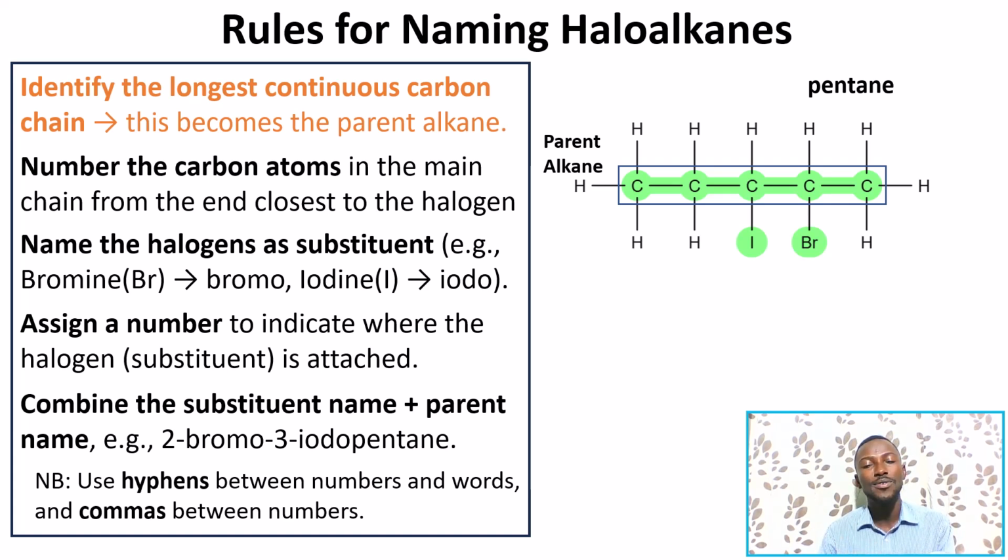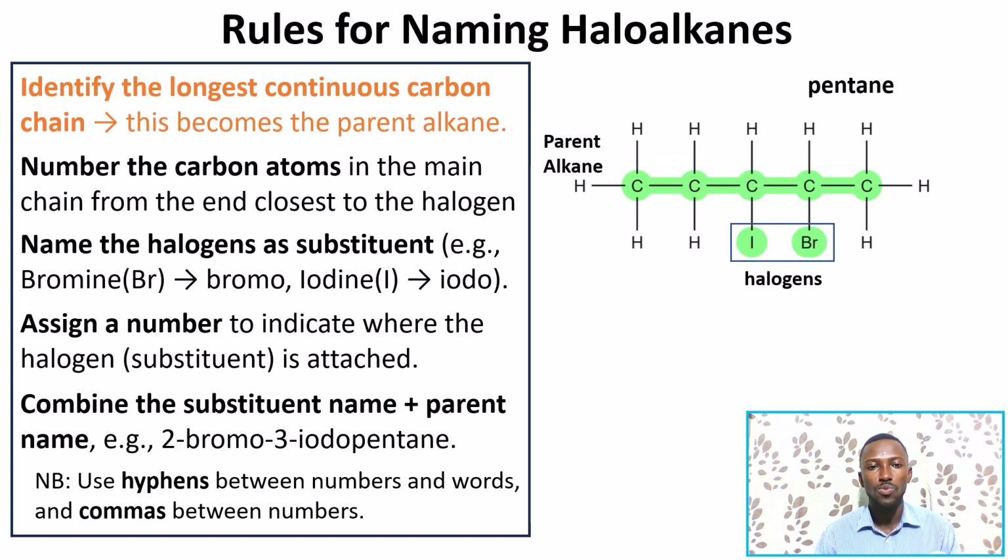And if you already know, then that's fine. Thumbs up to you. So step number 1 again, identify the longest continuous chain, and we've just done that. It contains 5 carbons, so the parent chain is pentane. Now, the I and the Br are known as halogens. They are attached to the parent alkane, right?